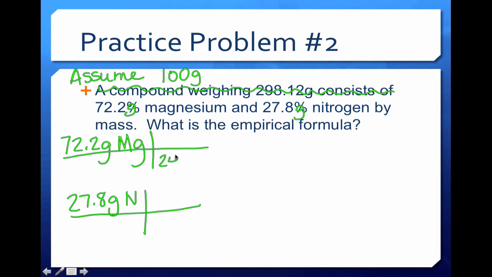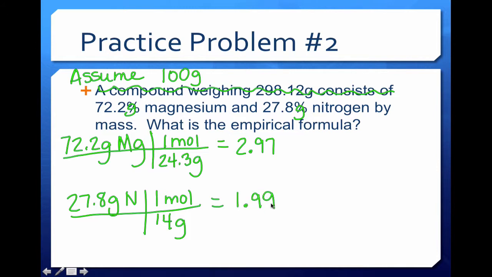Magnesium's molar mass is 24.3, and that's in 1 mole. Nitrogen is 14 grams. So when I do the division on this one, this comes out at 2.97, and this one on the bottom comes out at 1.99. So percent to mass, mass to mole, divide by small. I'm going to divide both of them by the smallest, which is 1.99. This is going to come out at 1.5, and this is going to come out at 1.